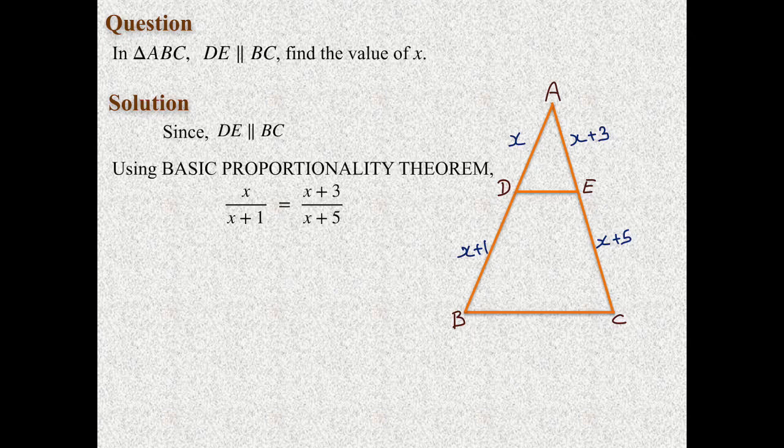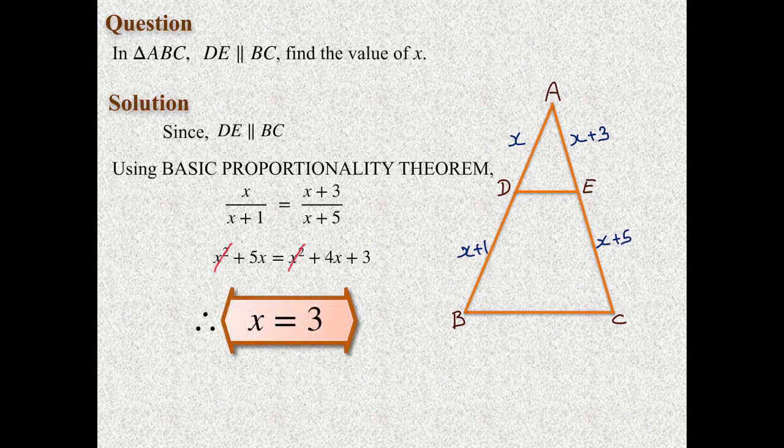On cross multiplication we get x squared plus 5x on the left hand side, which is equal to x squared plus 4x plus 3 on the right hand side, by multiplying using the distributive property. We can see x squared terms on the left hand side and right hand side, so we can cancel them, and transposing 4x to the left hand side we have x equals 3, which is the required answer.